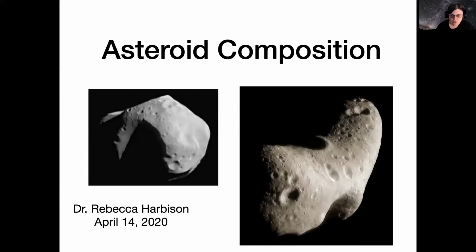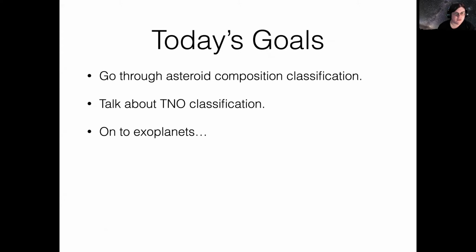Welcome to Astronomy 405. We're picking up our discussion of small bodies, and this time we're going to talk about the composition. So we're focusing on asteroids, a little bit about comets, and small bodies, including meteorites as well. So we'll talk a little bit about the composition of asteroids and trans-Neptunian objects.